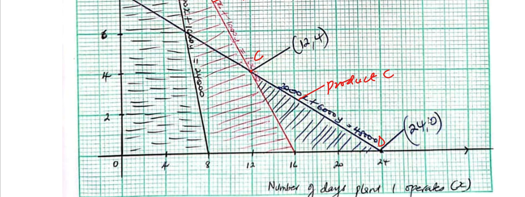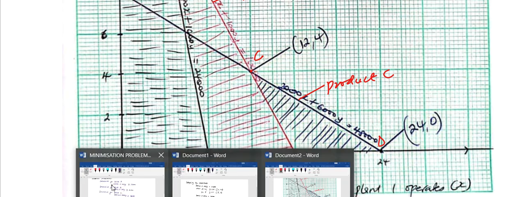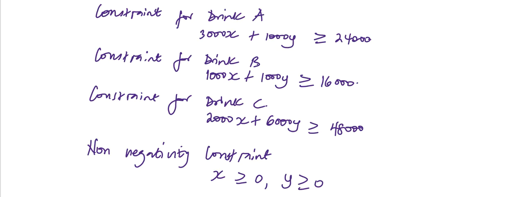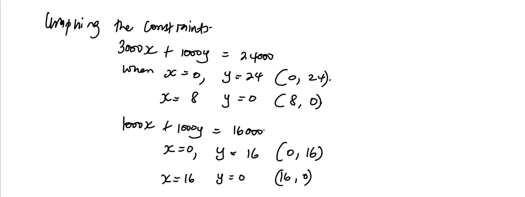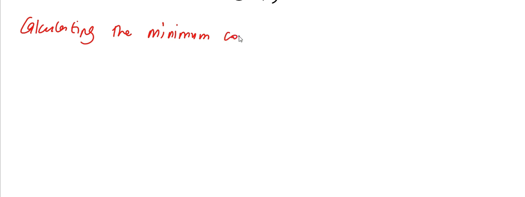So what we have to do is evaluate the cost function. What was our cost function? The cost function was represented by 600x plus 400y. We have to evaluate the cost function at these points to find the minimum cost. So after coming up with your graph, we have to calculate the minimum cost.